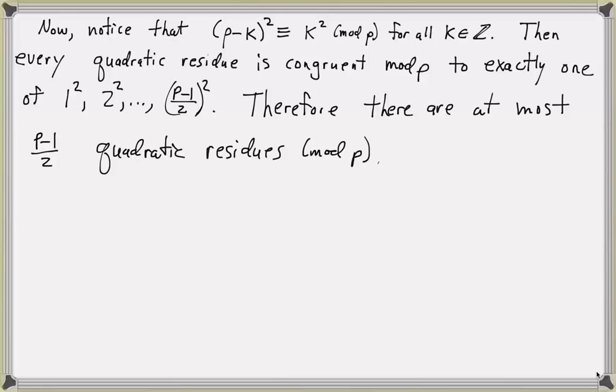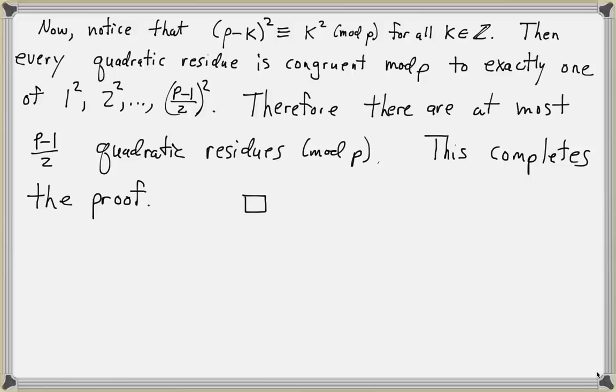And this finishes the proof because from the original reduced residue system, the rest of those integers must be quadratic non-residues. So exactly half are quadratic residues and half are quadratic non-residues. So this completes the proof of the theorem.